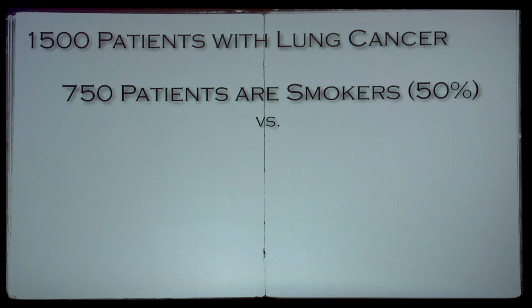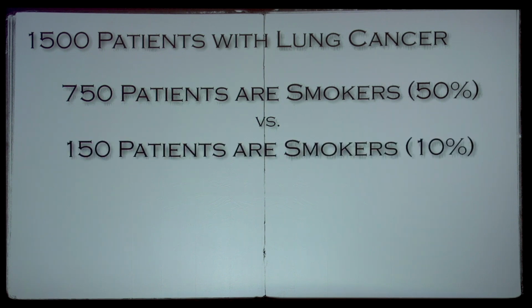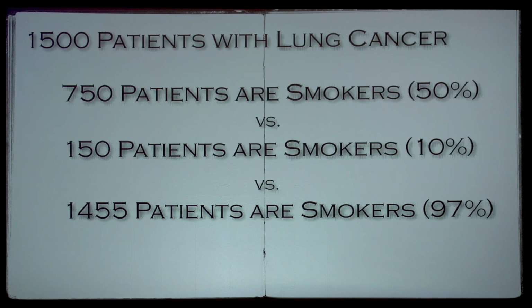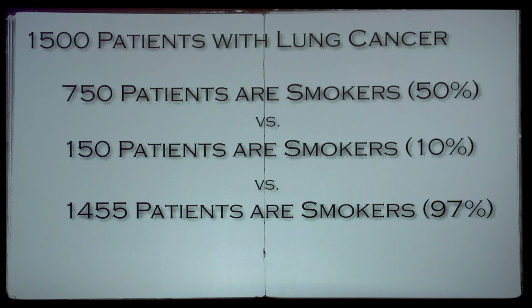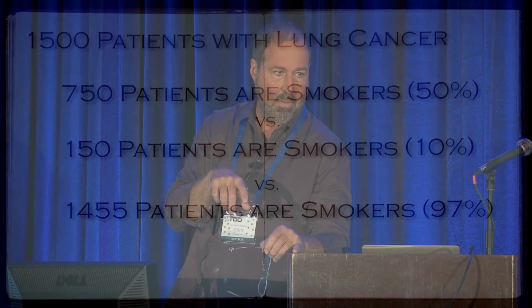So playing around with our toy numbers, we might think that with 1,500 patients with lung cancer, maybe half of them are smokers. Maybe 10% are smokers. Maybe 97% are smokers. Do you think that if there were 1,500 patients with lung cancer and only 150 were smokers versus 97% of them were smokers, that might make a difference? It would seem like it, we don't know, but it would seem like it might make a difference. If 97% of the people with cancer were smokers versus only 10%, you'd kind of go, God, maybe there's something there, right?